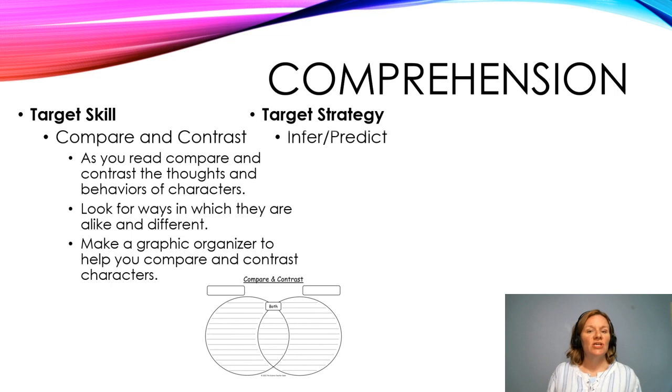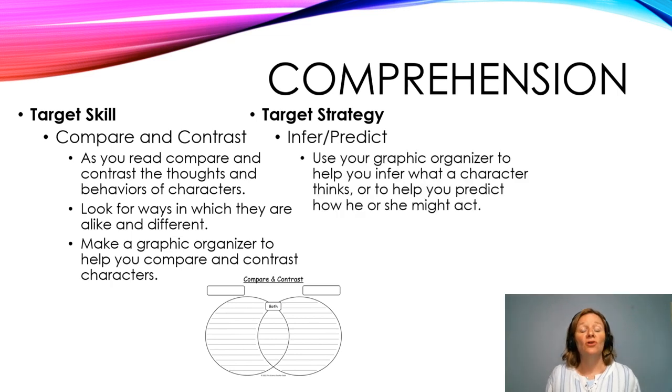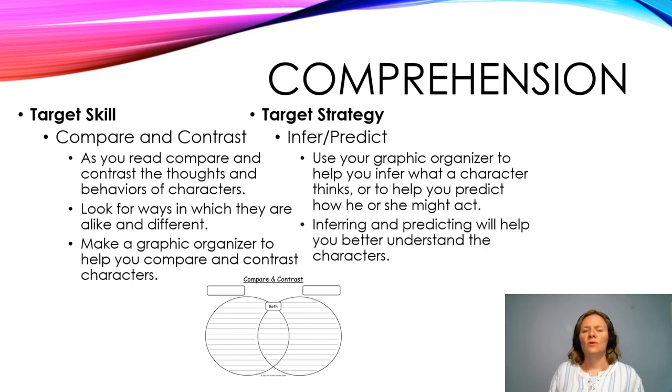And then the target strategy was infer and predict. So again, you're going to use the graphic organizer to help you infer what a character thinks and to help you predict how he or she might act. And then inferring and predicting will help you understand the characters. All right, so finding out how characters are alike is a good way to begin comparing and contrasting them. So doing so can help readers determine how characters are different. All right, so we're going to read a story. It's called The New Babysitter.